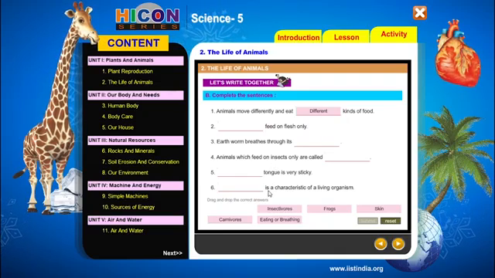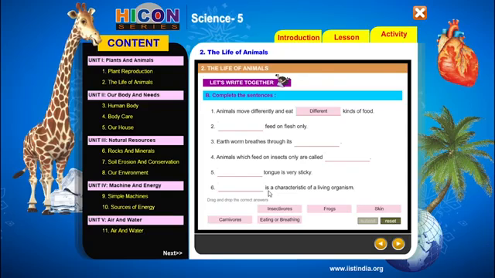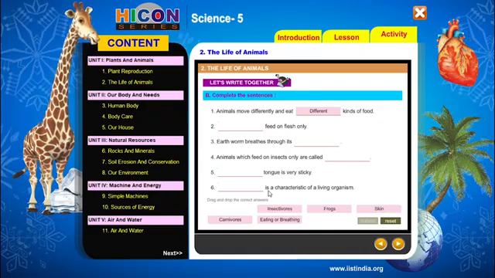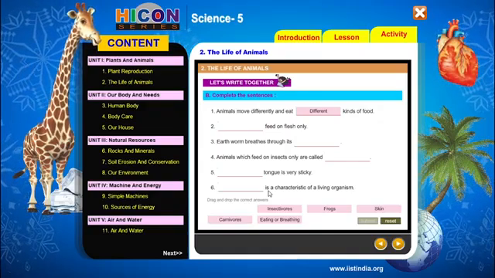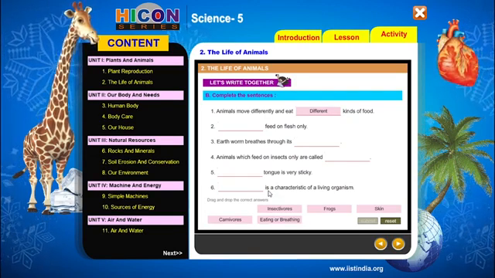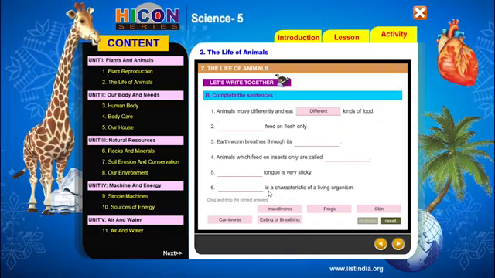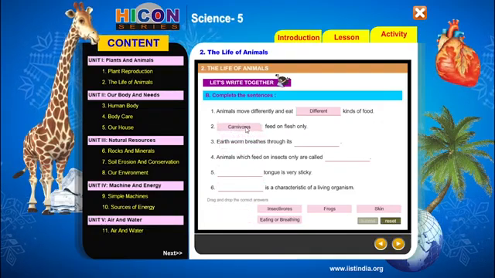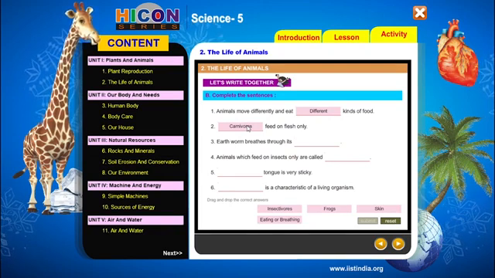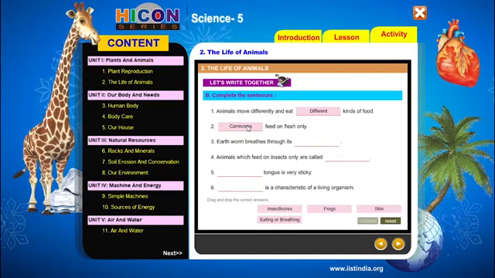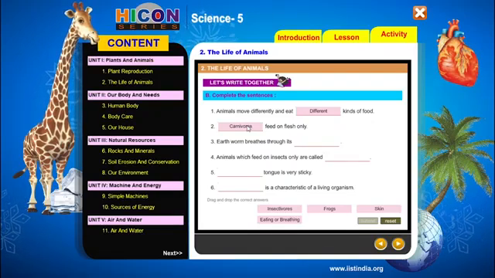Children, see the second sentence. Dash feed on flesh only. Which animals feed on flesh only? We have already discussed it. Carnivores feed on flesh only. That means carnivores will eat only the meat of other animals. So the answer for the second sentence is carnivores. Put the word carnivores in the blank of the second sentence. So the second sentence is: carnivores feed on flesh only.